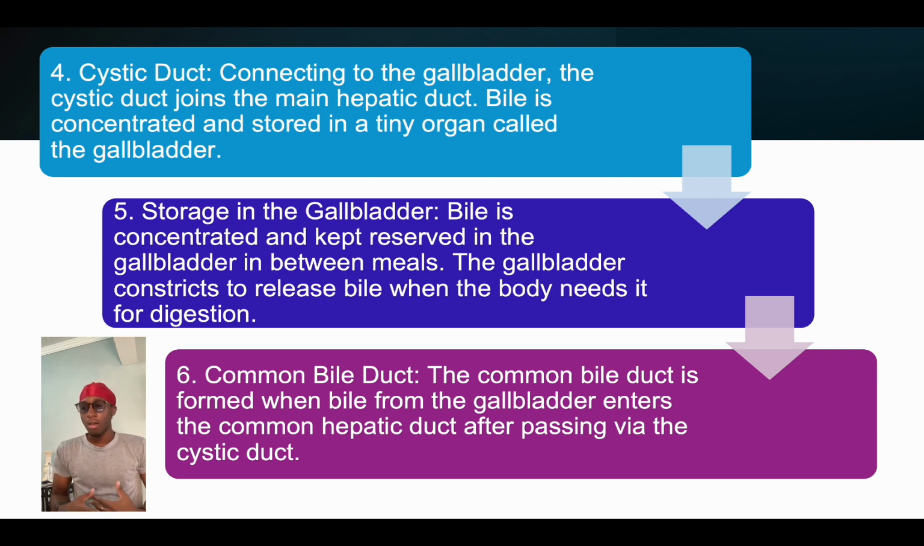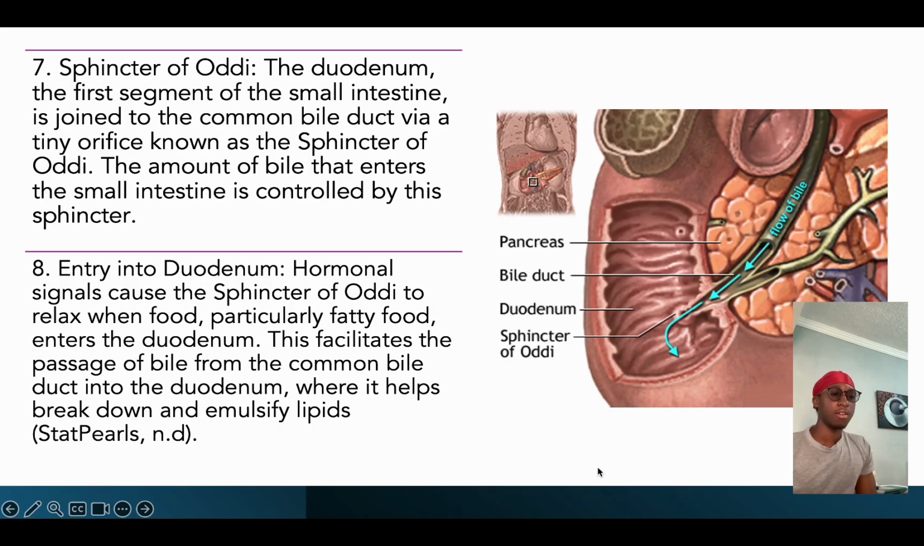Step 5. Storage in the gallbladder. Bile is concentrated and kept in reserve in the gallbladder in between meals. The gallbladder then releases bile when the body needs it for digestion. Step 6. Common bile duct. The common bile duct is formed when bile from the gallbladder enters the common hepatic duct after passing via the cystic duct.